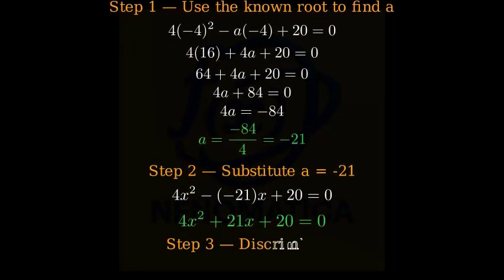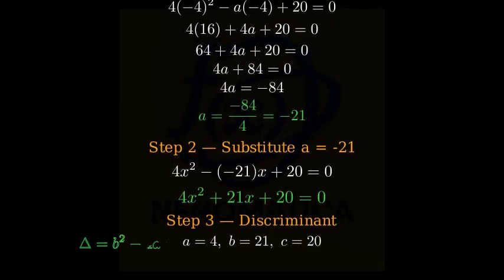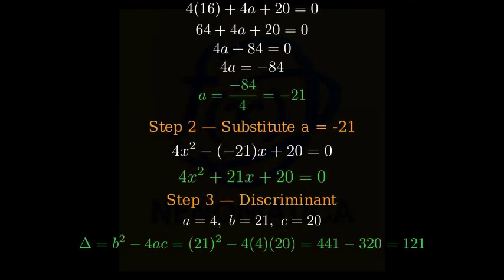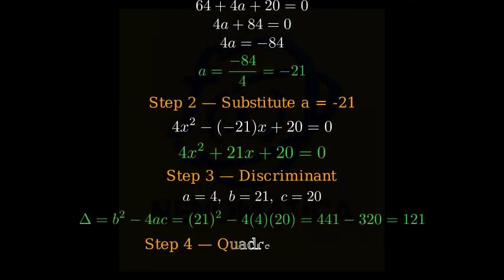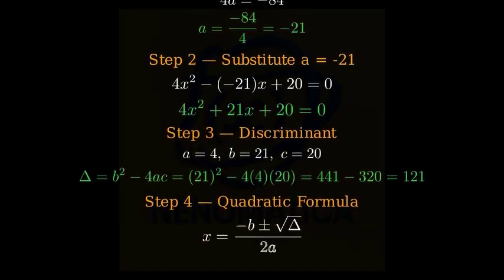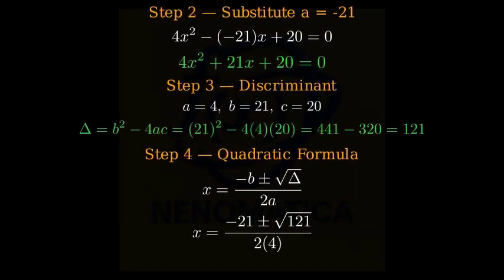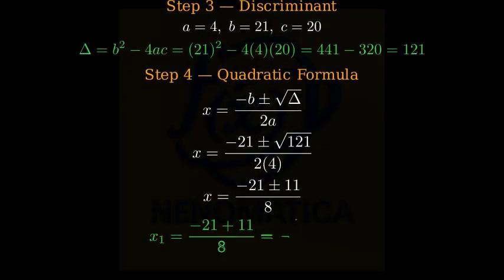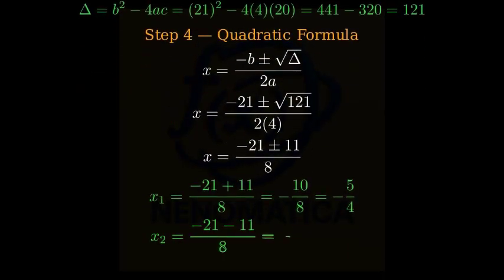Step 3. Compute the discriminant b squared minus 4ac to prepare for the quadratic formula. Step 4. Use the quadratic formula. Then simplify to get the two roots. To build intuition, let's quickly glance at the graph of the final.